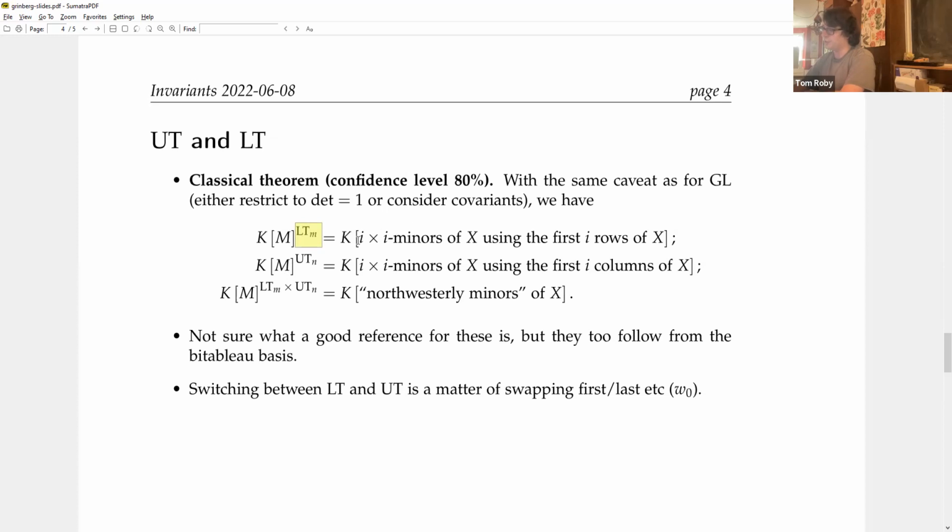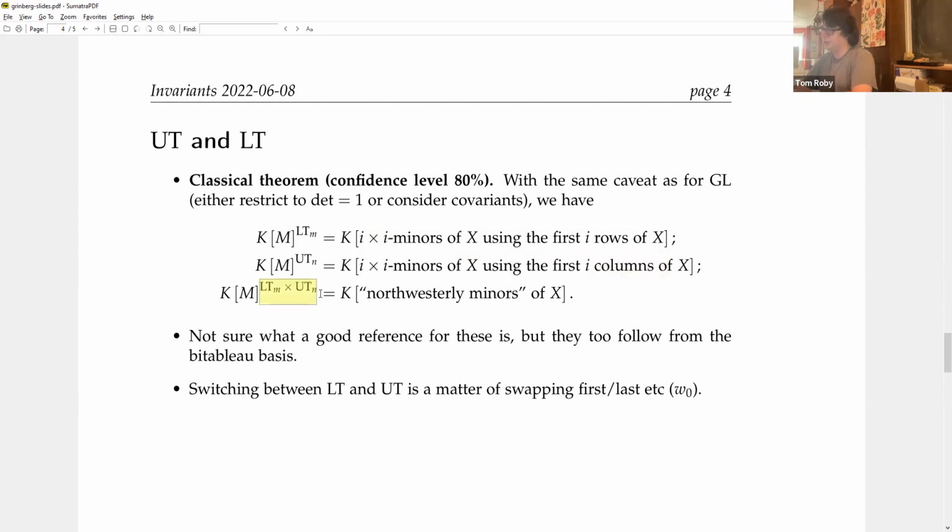Well, so for GL, for SL, you have all the minors that use all the rows. Now you have minors that use the first I rows for some I. And similarly on the right, it's using the first I columns. And if you change lower to upper triangular, instead of the first rows, you have the last rows.